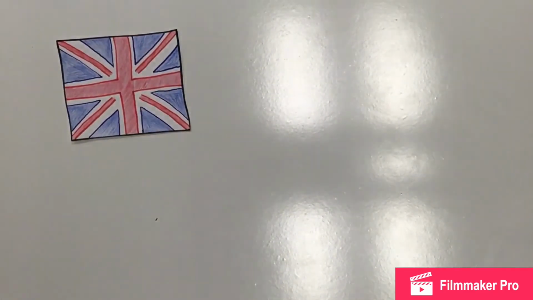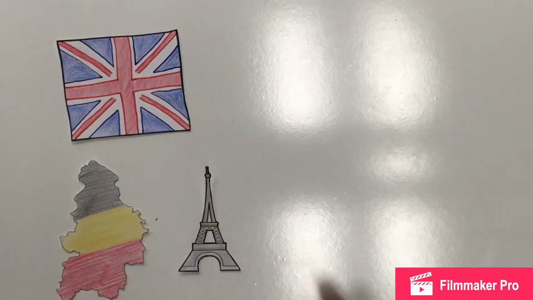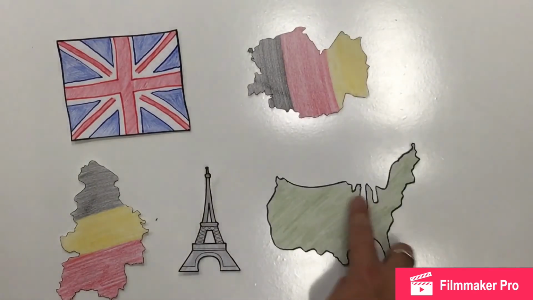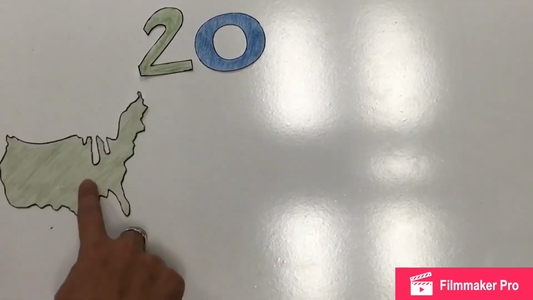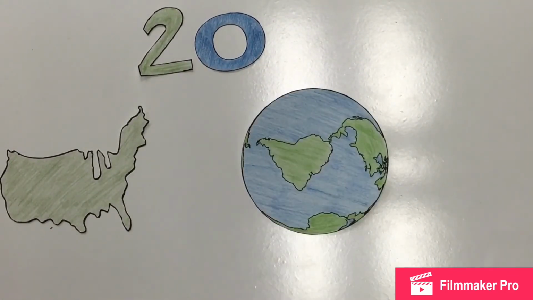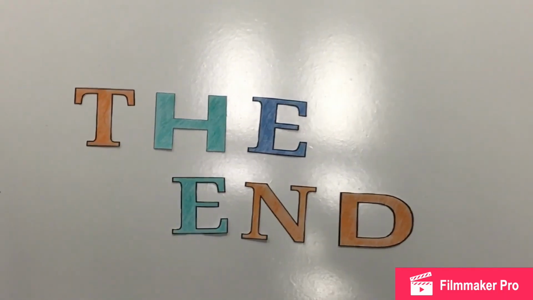Industrialization spread from Britain to other European countries including Belgium, France, Germany, and the US. By the early 20th century, the US had become the world's leading industrial nation. The end.